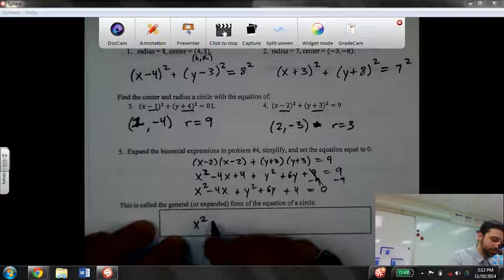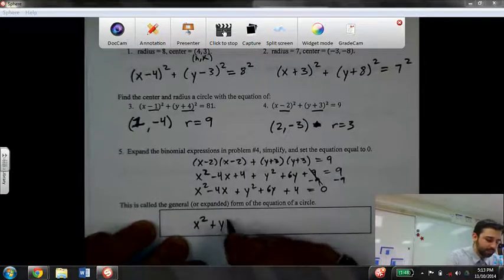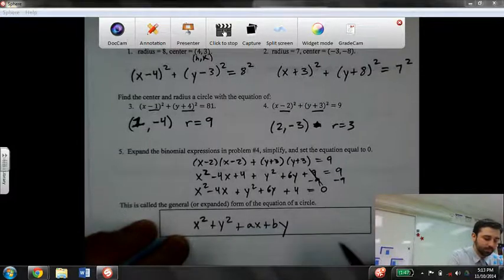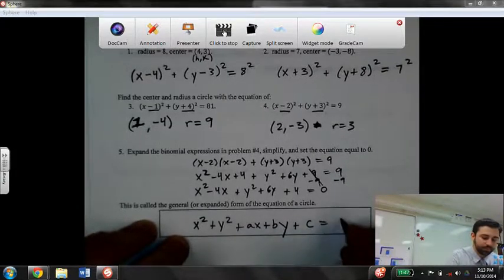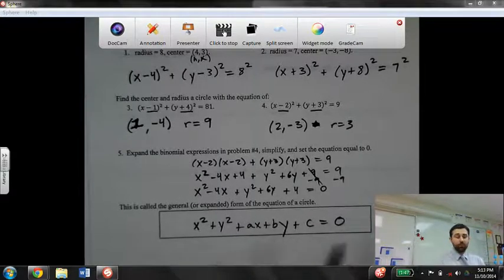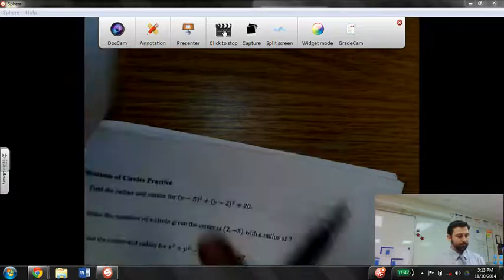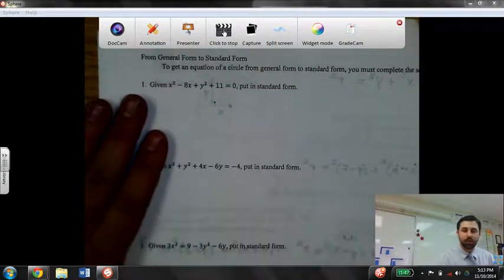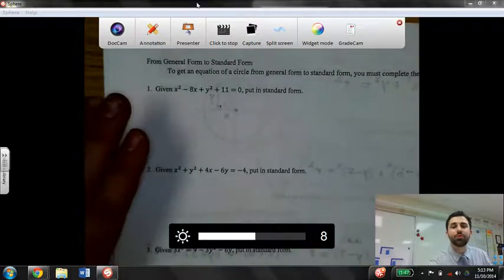So the way we would write that is x squared plus y squared plus ax plus by plus c equals 0. Very similar to what we've seen as a quadratic, just we have y squareds and y on one side of the equation with the x's. So now let's look at an example of, given an equation, being able to put it into standard form.